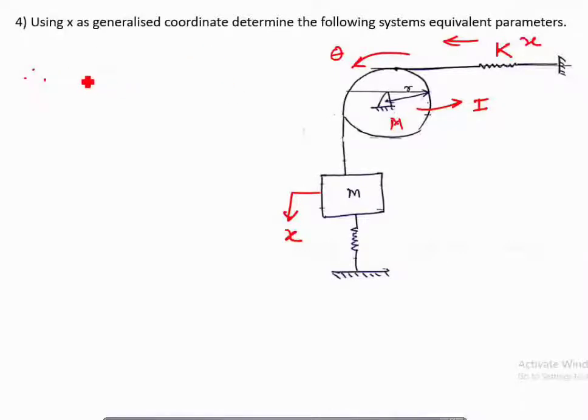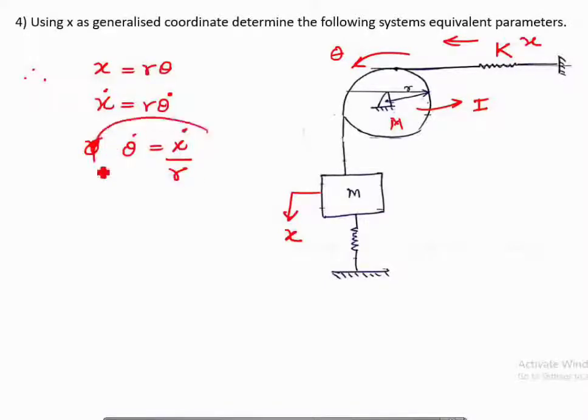From this, I can understand that x is equal to r into theta. So what do we get? x dot is equal to r into theta dot. So theta dot is equal to x dot upon r. This is what I am getting.